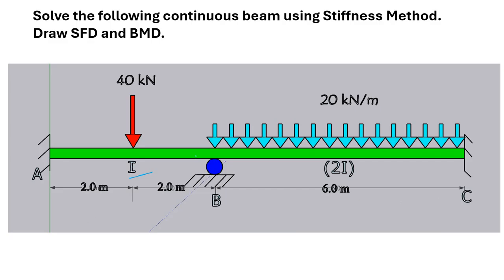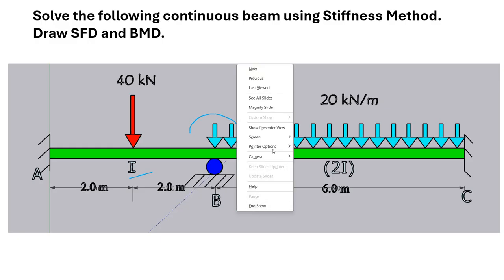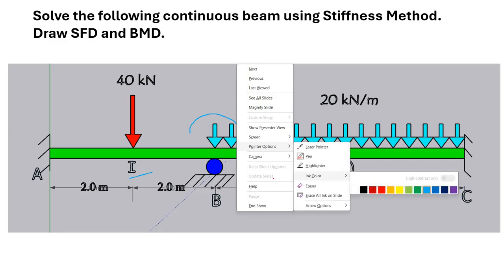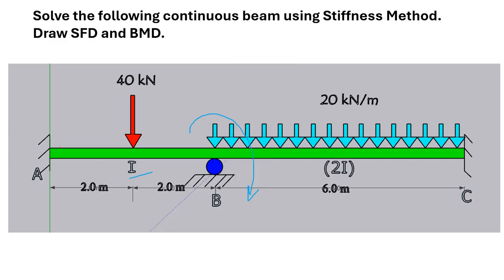Now here what I will do is apply a unit rotation here. If you give a unit rotation, basically what happens is you will have a shape like this.